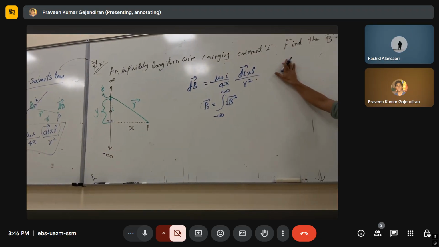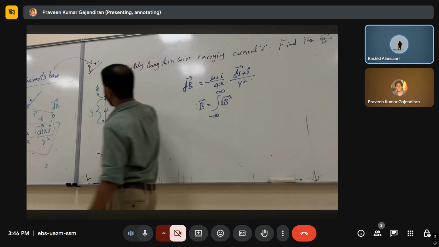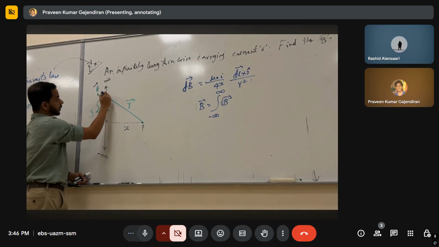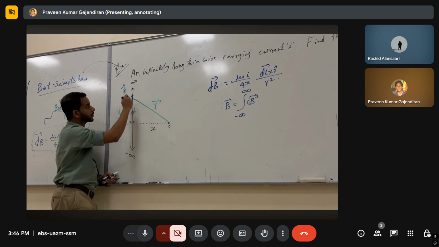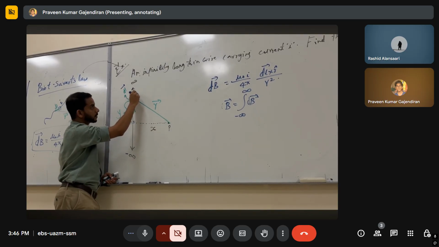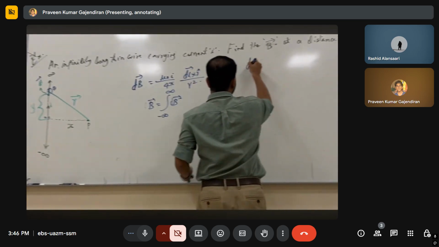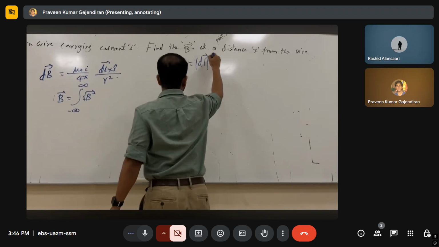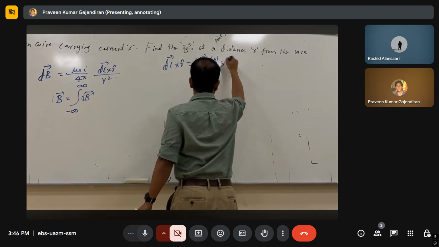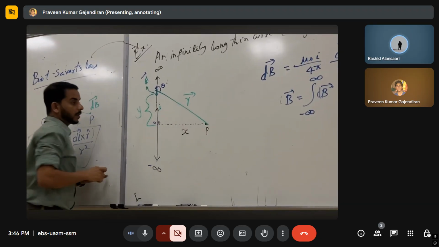Now, what is dl cross r cap? The length element dl is in this direction, right? This is a vector element. The length element is going in this direction, and your r cap direction is going in this direction, right? When you talk about dl cross r, you are talking about dl r sine theta, and this theta is the angle between them.